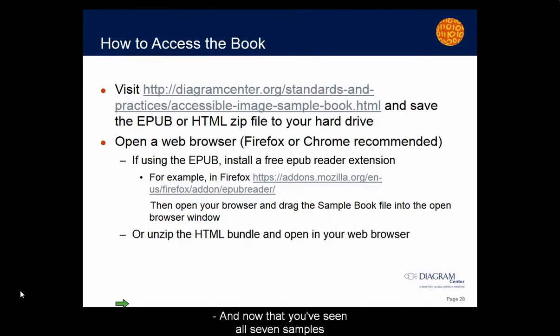Now that we've seen all 7 samples of the accessibility book, how do you get a copy for yourself? Well, it's available from the URL that you see on this slide at the Diagram website. It's available as EPUB 2, EPUB 3, and a zip file of good old-fashioned HTML.